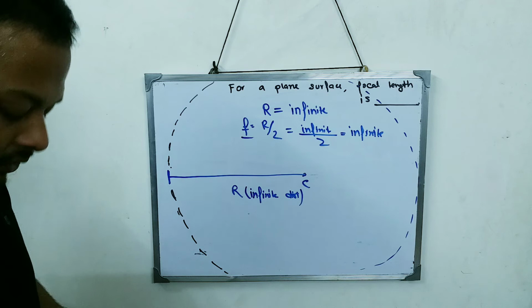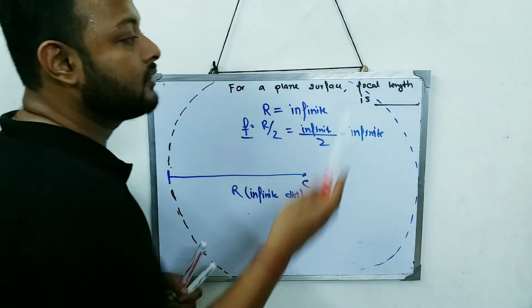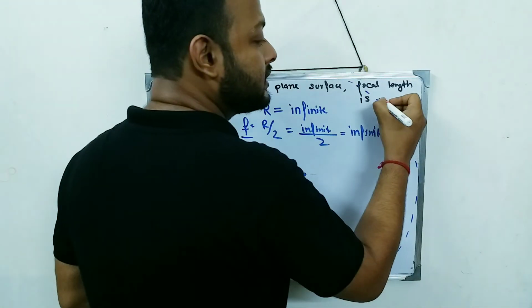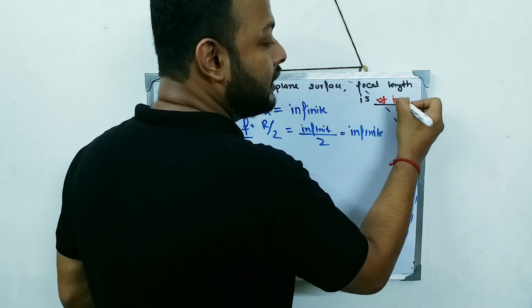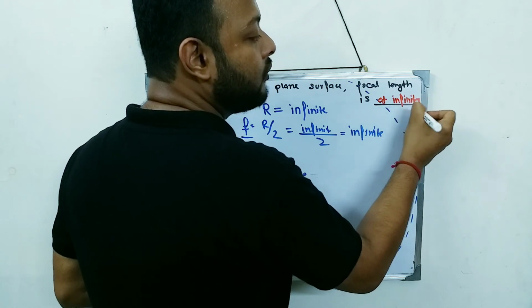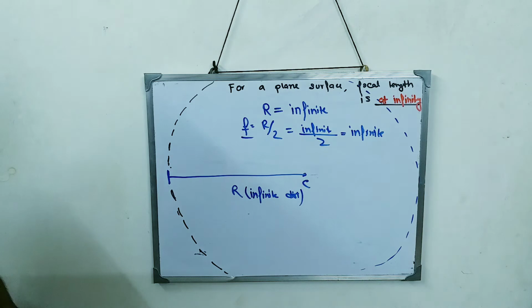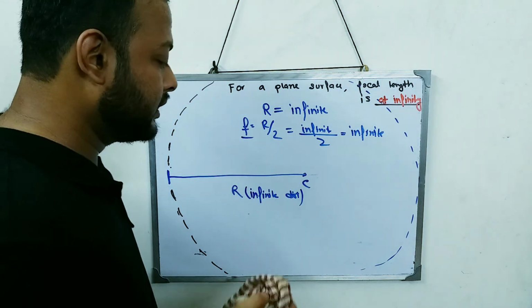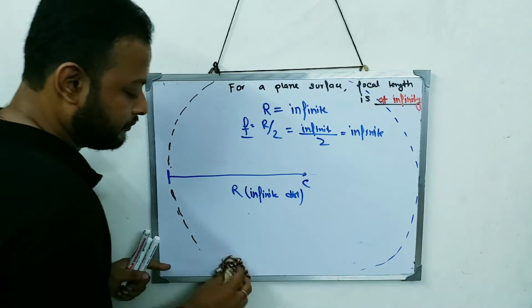So what is the answer over here? For a plane surface, the focal length is at infinity. I hope you understood this concept. Now, if you have understood, then we are going to proceed further.